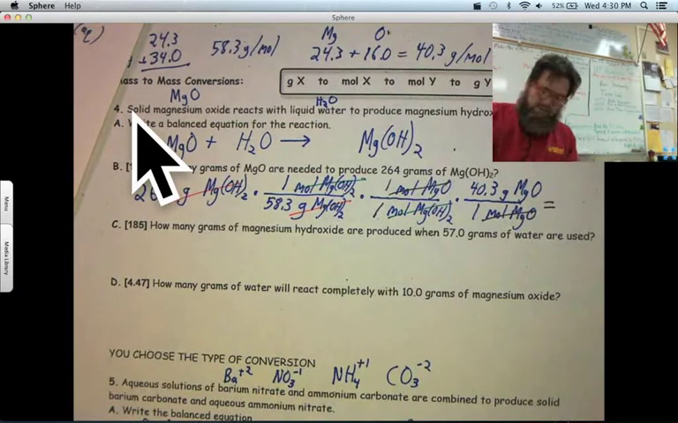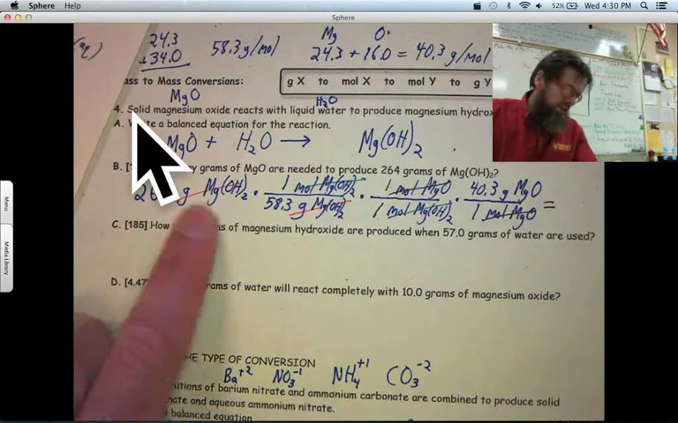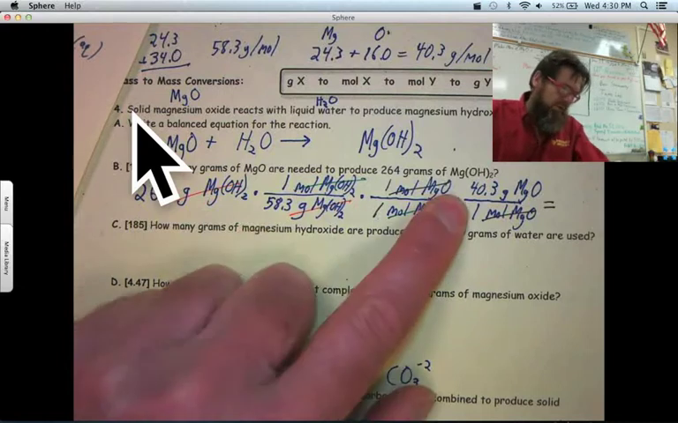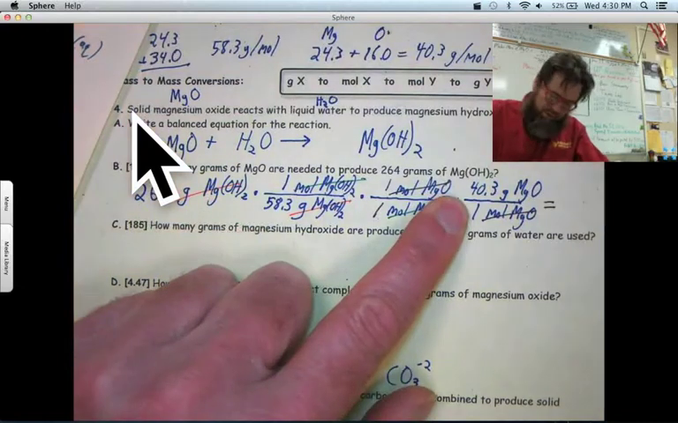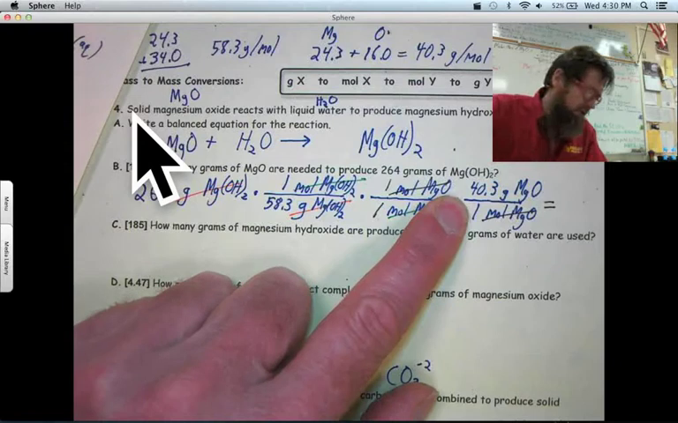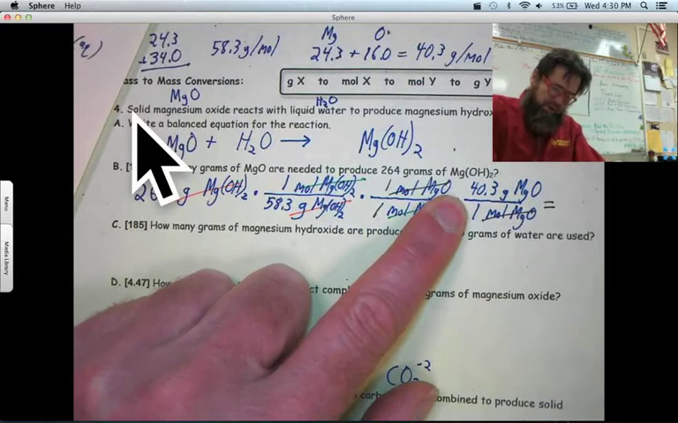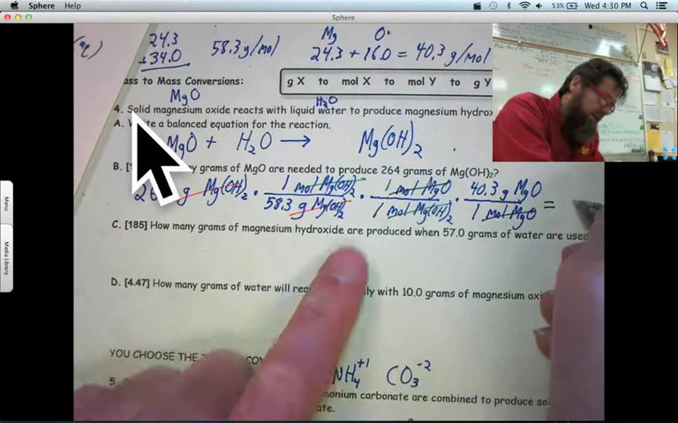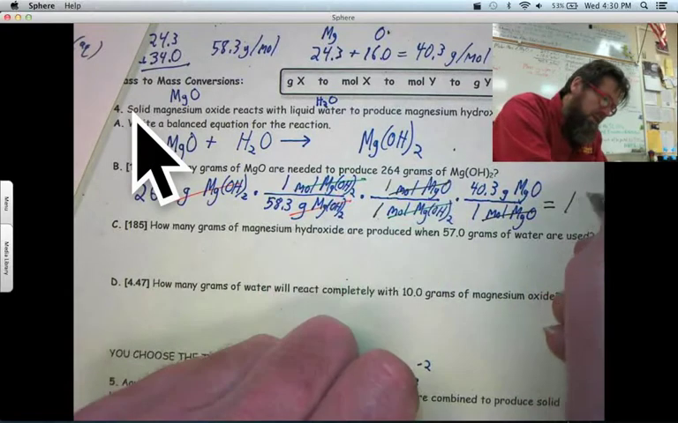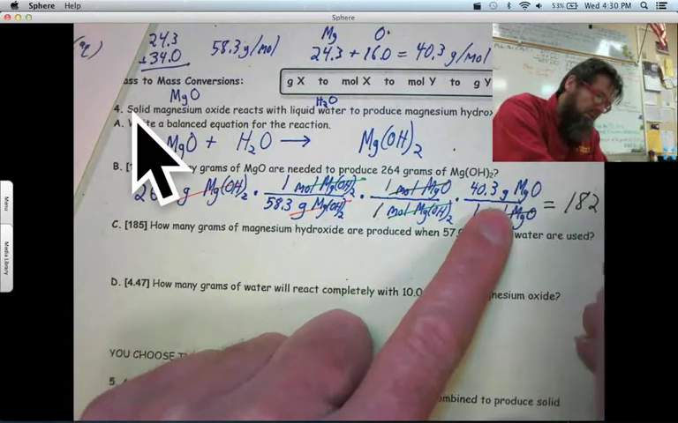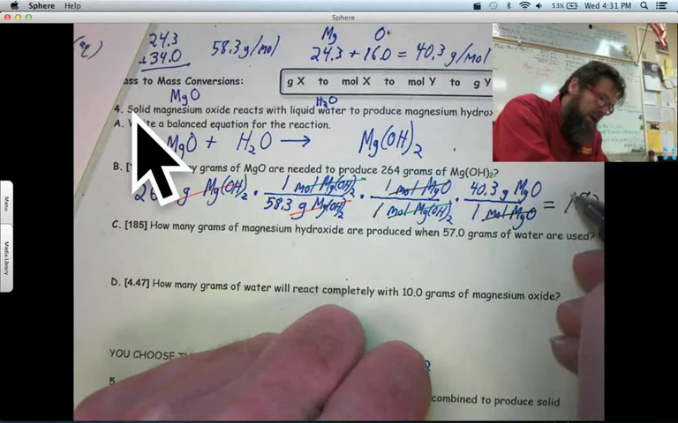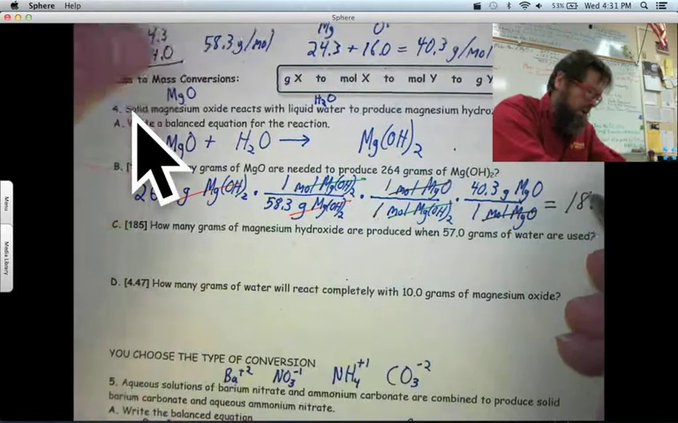264 divided by 58.3 times 40.3 equals, we got an answer, 182.49. So that's great. 3 sig figs, 182 grams of MgO, and we box our answer.